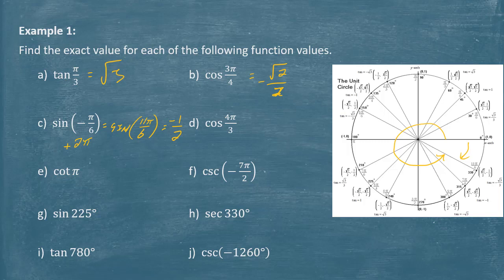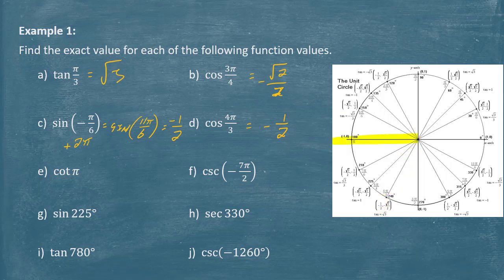Anyway, let's go ahead and continue on. The next one, 4 pi thirds. If I get rid of my references on that unit circle, 4 pi thirds would be the one in the third quadrant. I'm looking for the cosine value, so that would be the x-coordinate, and the x-coordinate for that one is, in fact, negative 1/2. Cotangent of pi, this is the first reciprocal one.